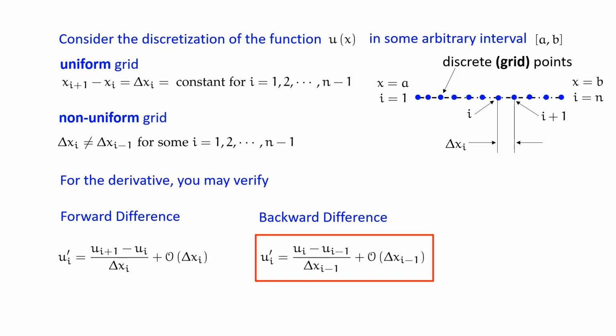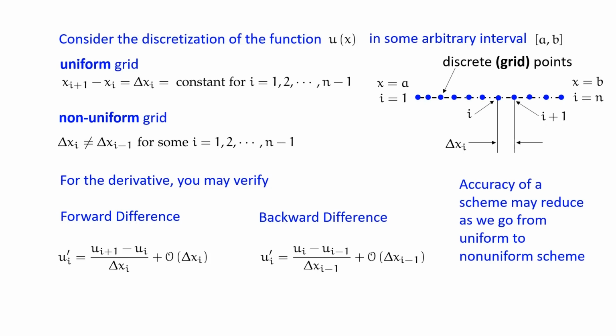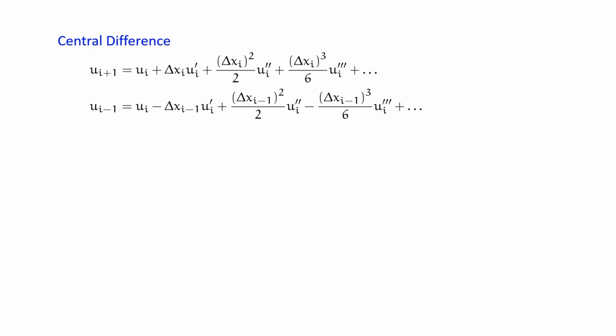The schemes are first order accurate. The forward difference has accuracy of the order of delta x_i and the backward difference has accuracy of the order of delta x_{i-1}. Of course, I haven't proved this, but you can prove these forward and backward difference expressions using Taylor series expansion. However, the forward difference and backward difference schemes remain first order accurate whether we take a uniform or non-uniform grid. But will it be so for all cases? Let's see.